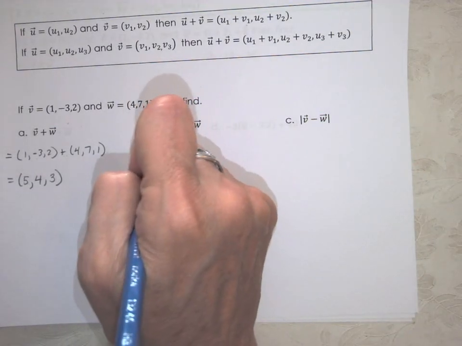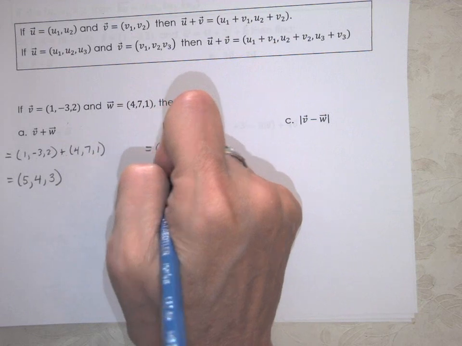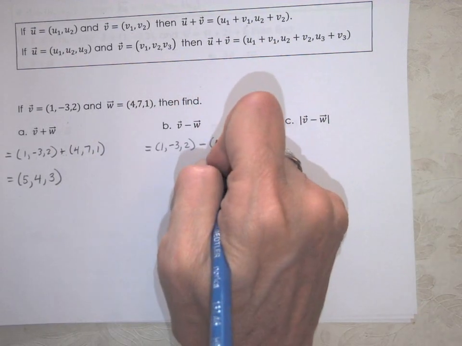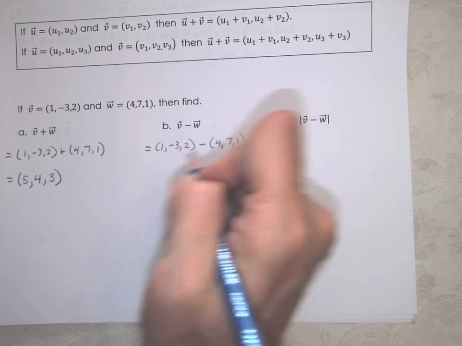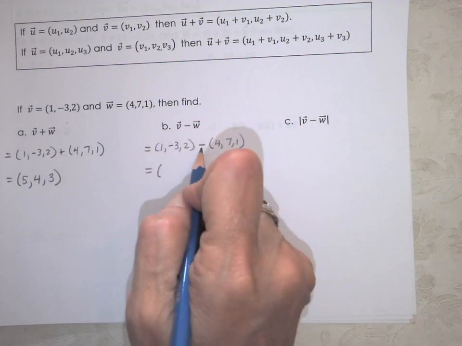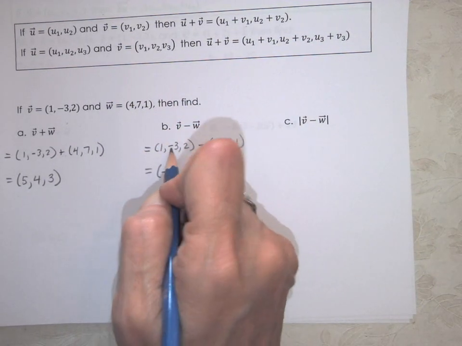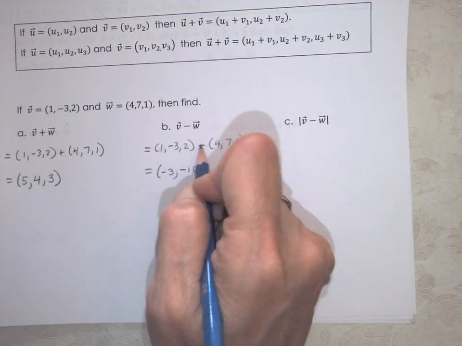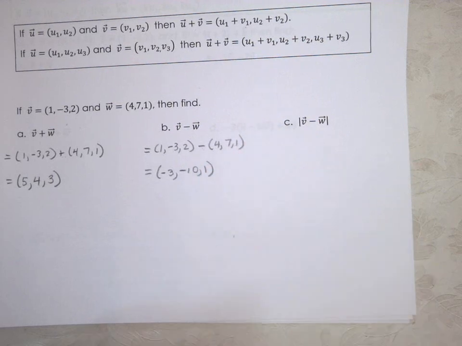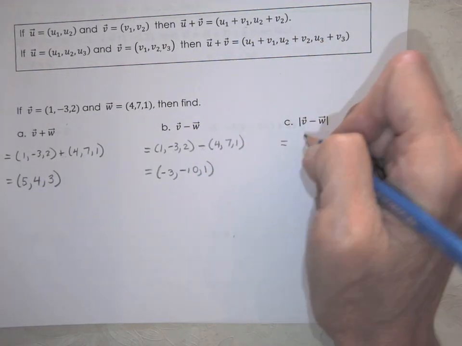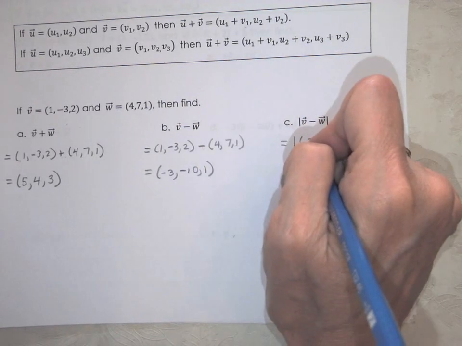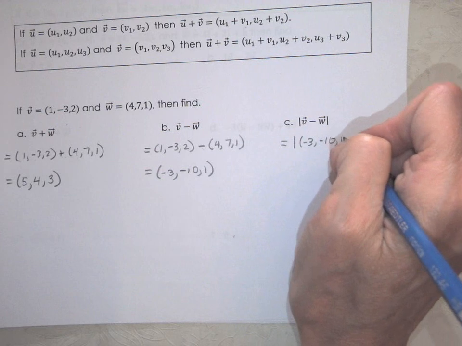Vector v minus w, so vector v, 1, negative 3, 2, subtract vector w, is going to be vector 1 minus 4 is negative 3, negative 3 minus 7 is negative 10, 2 minus 1 is 1. And then part C asks for the magnitude of vector v minus w, so it wants the magnitude of this vector we just found, negative 3, negative 10, 1.